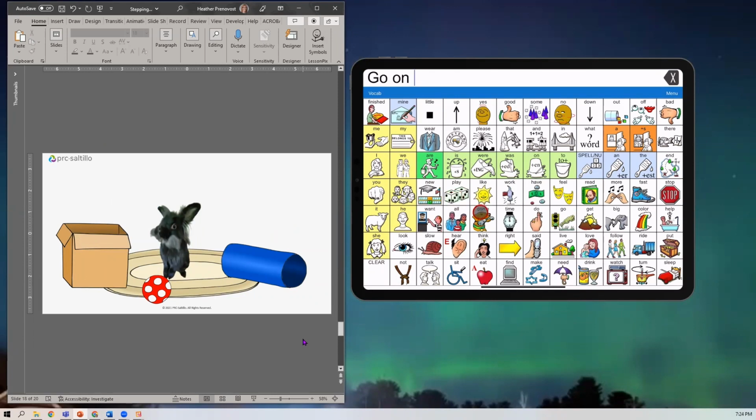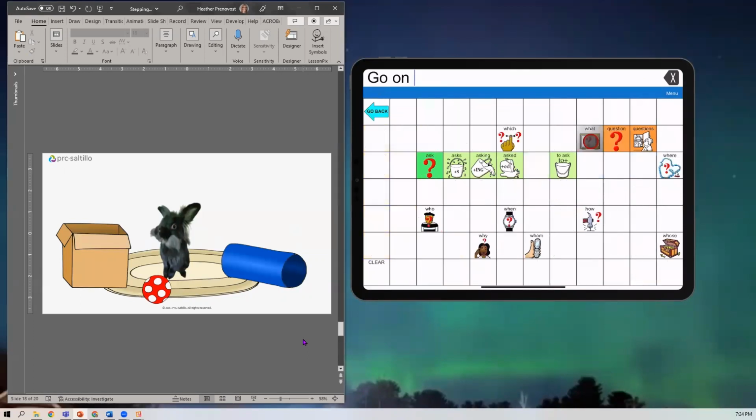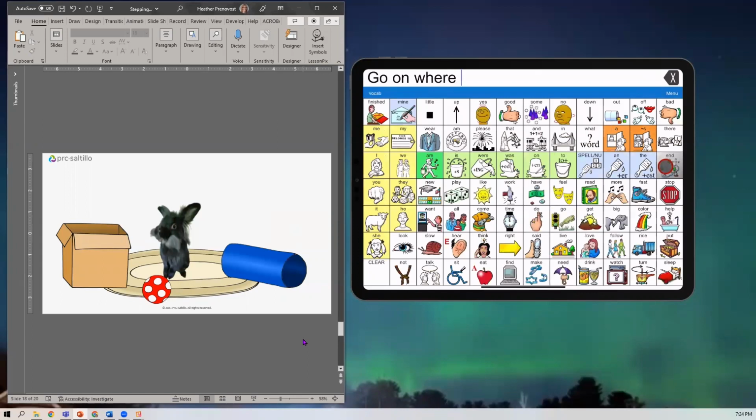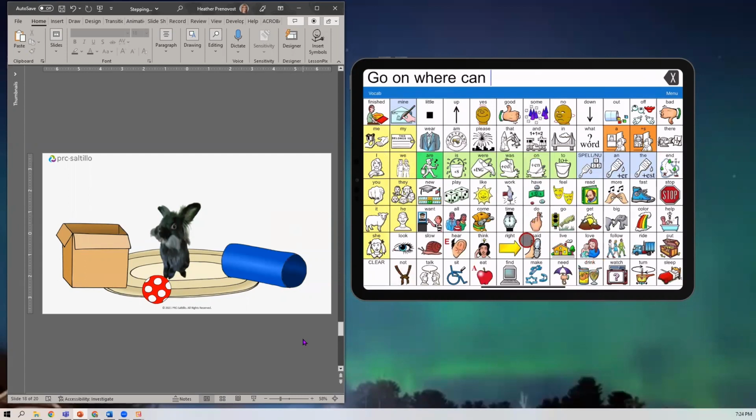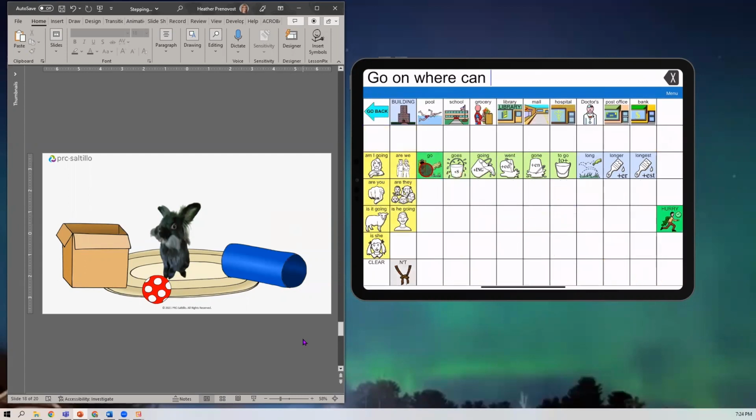Any other models of Bunny Attila? Where? And then I lost my can word again. Can is in the helping verbs. Let's see. Nope. Yeah, there he is. Thank you. Can. Where can he go? No.